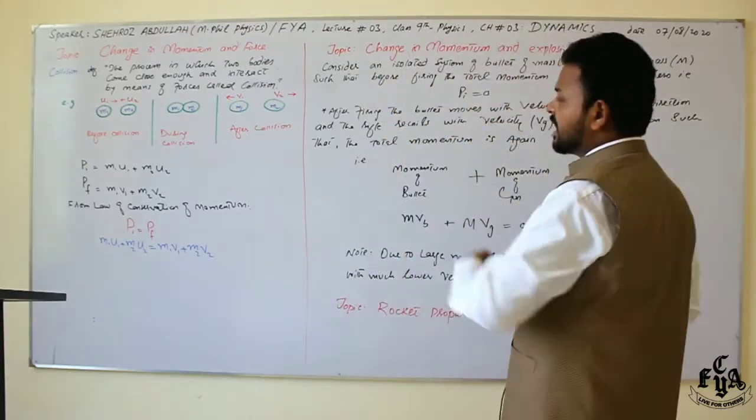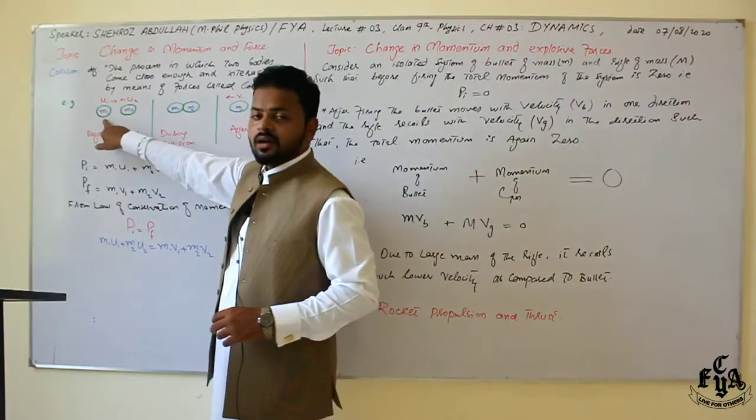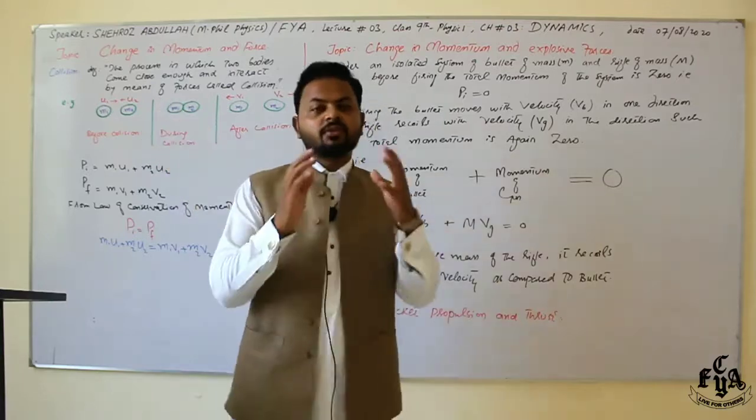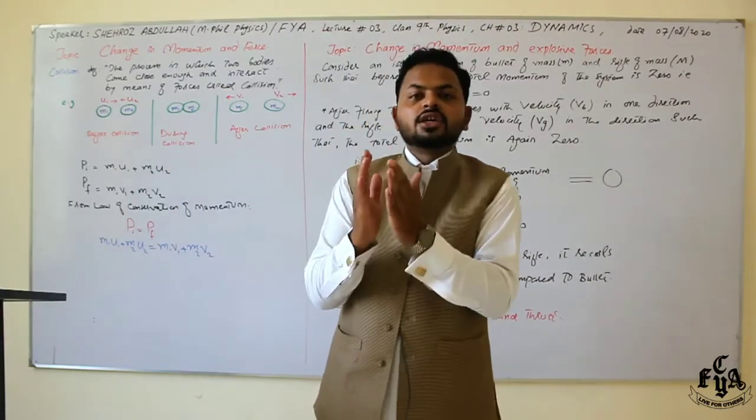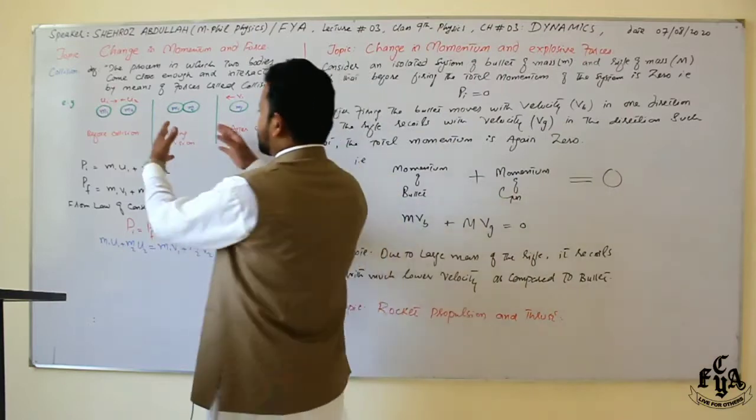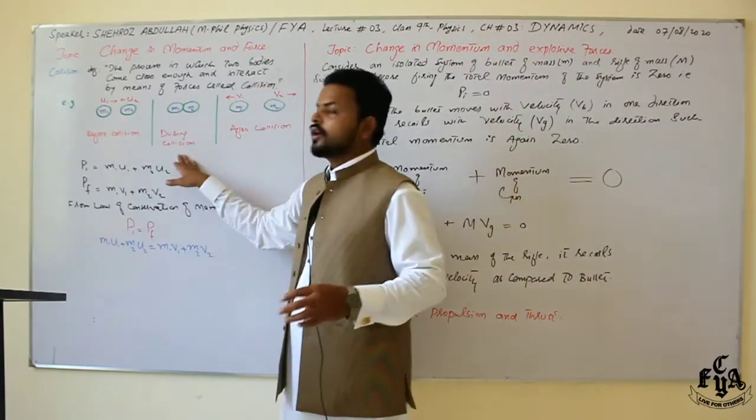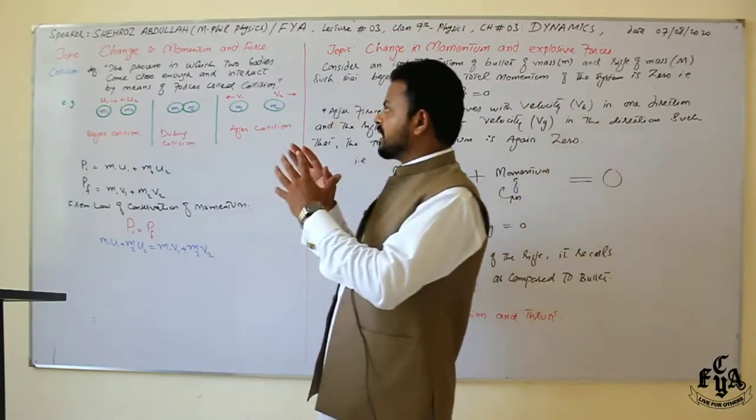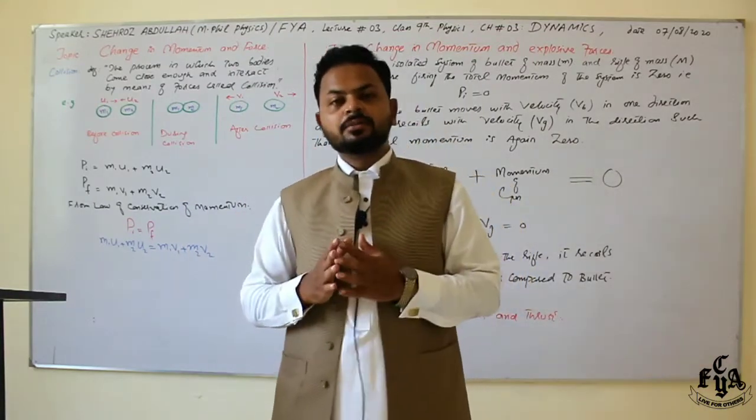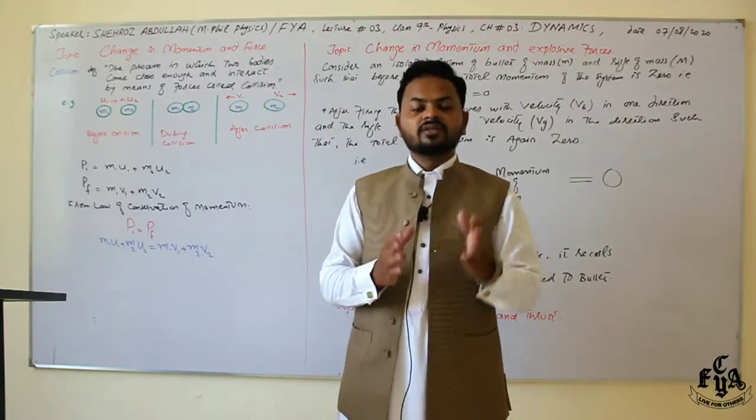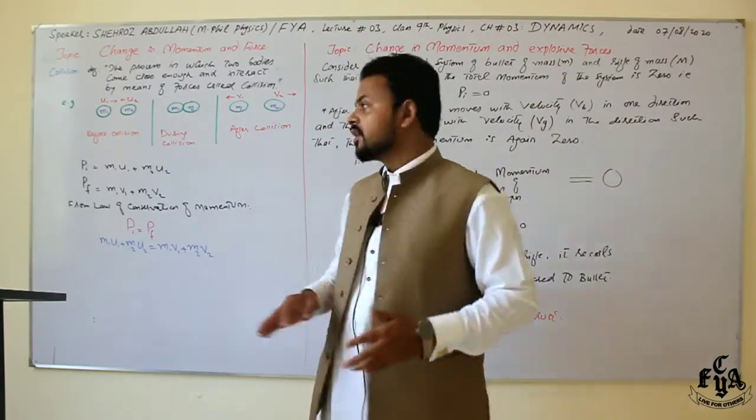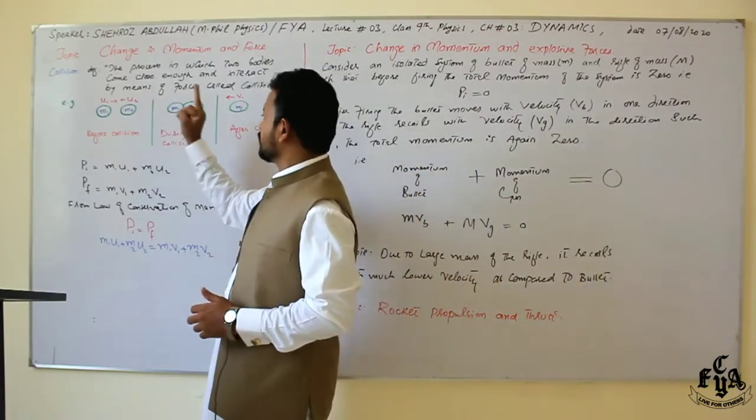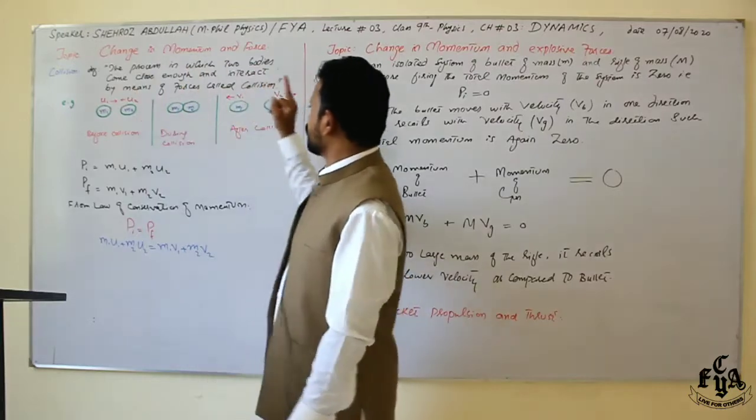Let's consider we have two bodies, the first of mass m1, the second of mass m2. Both are moving towards each other with velocities u1 and u2 respectively. After they collide with each other, the masses of both bodies are the same, m1 and m2, but they move in opposite directions with velocities v1 and v2. After collision, their velocities are changed from u1 to v1 and u2 to v2.